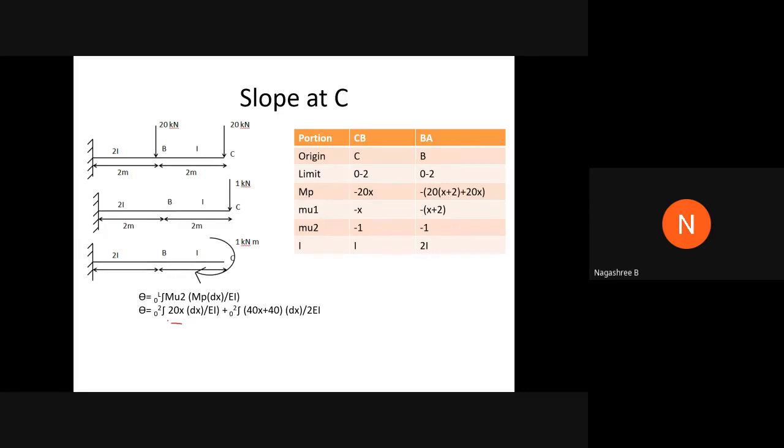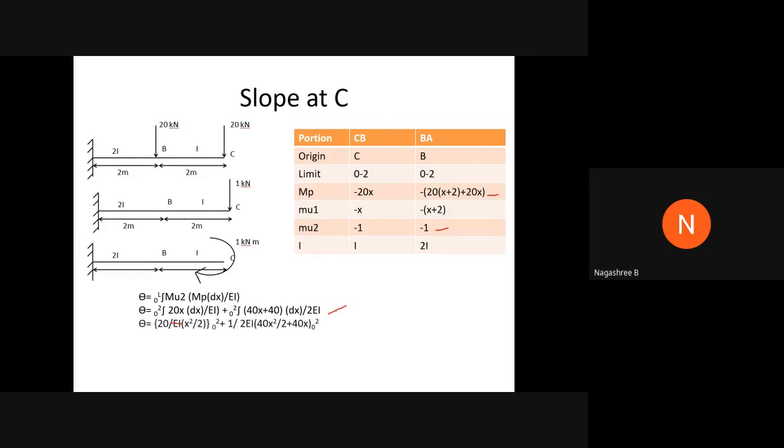So this you need to integrate between the limits 0 to 2, and then the Mp value for BA will be equal to 40x plus 40. If you just simplify that, you will get 40x plus 40 into minus 1. So therefore, you will get plus 40x plus 40 divided by 2EI, because the value of EI here is 2I. So it is 2EI.